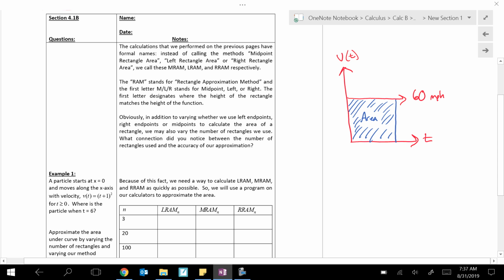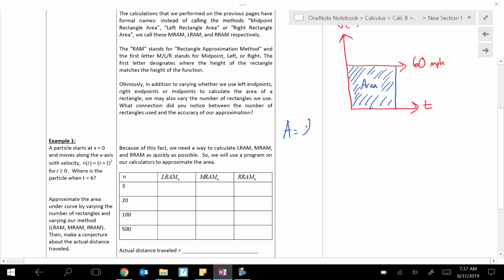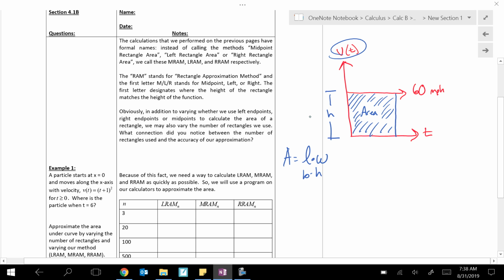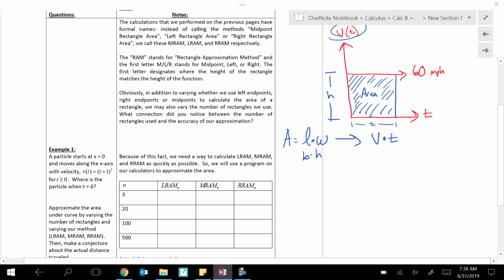Let's talk about what that area would actually be. If we go back to geometry, area is just length times width or base times height. But the height here would be some measure of velocity. Let's just use the L times W. So instead of height, I've got some amount of velocity, and instead of width, I have some amount of time. So really, this area would be velocity times time. Well, velocity times time, speed times time, that's going to give you some measure of distance or displacement.